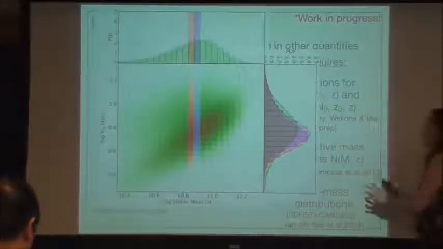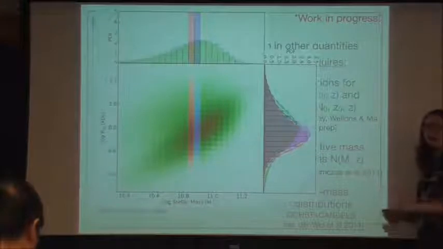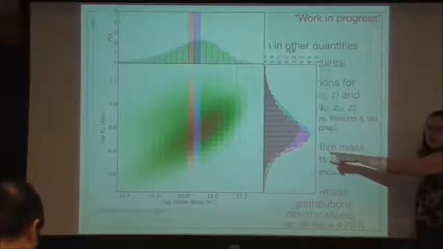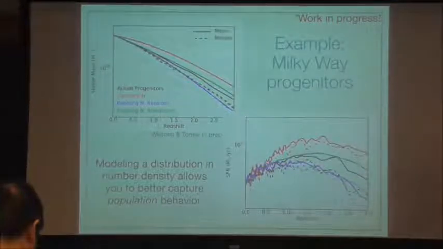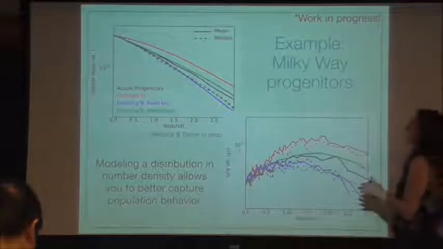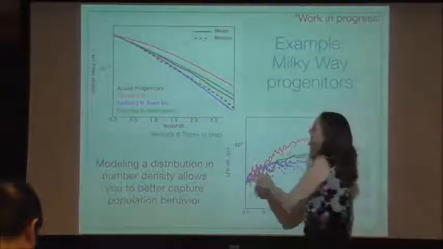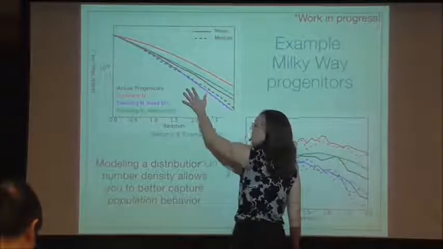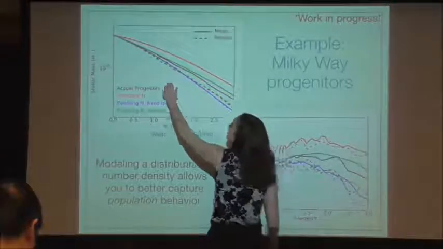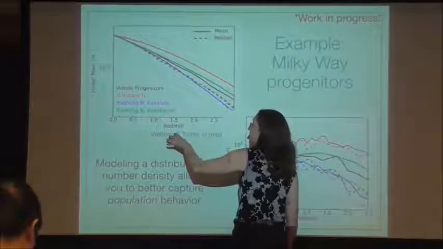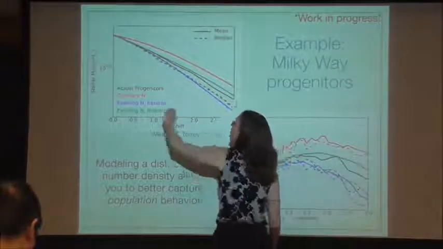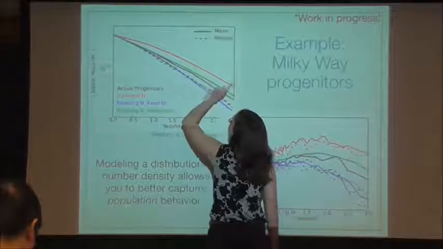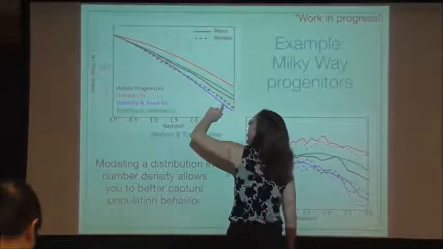So if we really want to be trying to capture how populations of galaxies evolve, I think this is a better way to do it. Now, just one more example. Let me bring it back to the Milky Way progenitors. I showed a plot like this earlier on. This shows the predictions that you get from Milky Way mass galaxies at redshift 0, their progenitors at higher redshifts. This is the constant number density line. This is the evolving number density line.